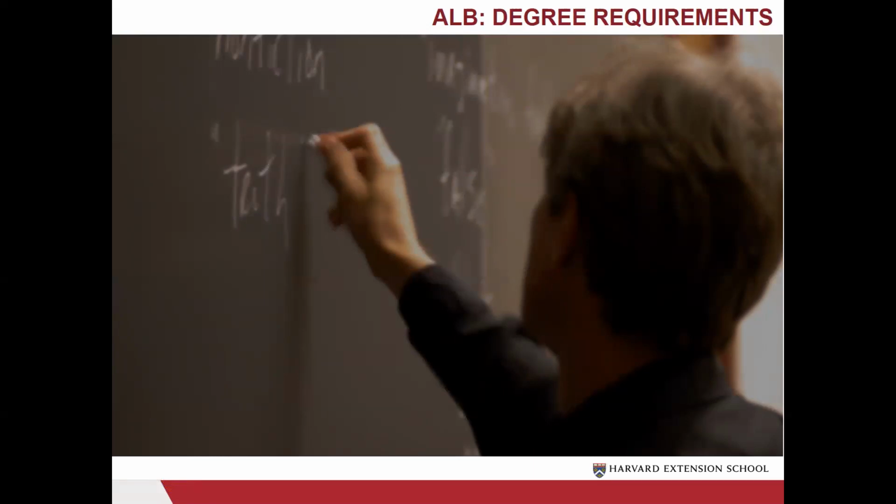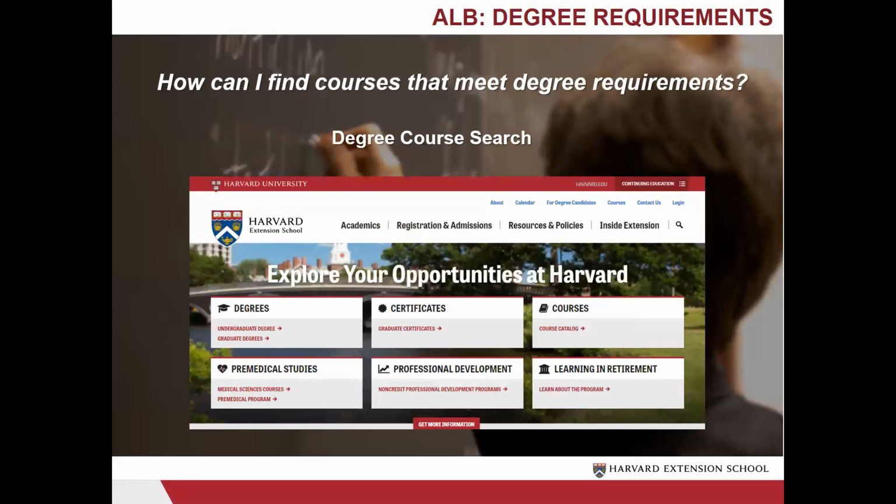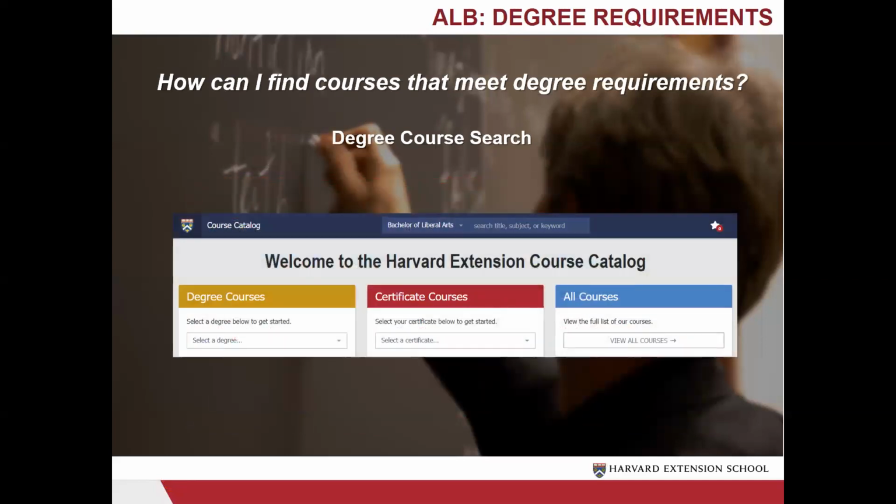So, how can you find courses that will satisfy degree requirements and special program options like a field of study? You have to use the degree course search function in the course catalog. This is the best way to find courses, and you can access it directly from the front page by clicking Course Catalog to the right. This will take you to a page where you can see 3 options to enter the catalog. Be sure to select degree courses to the left, and then Bachelor of Liberal Arts from the drop-down menu.